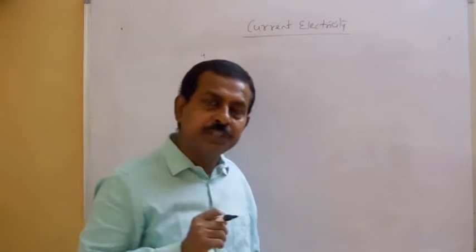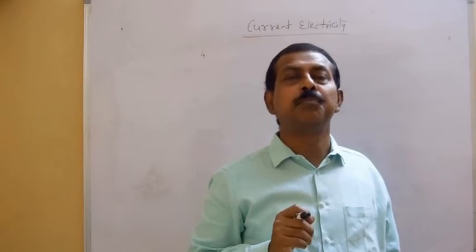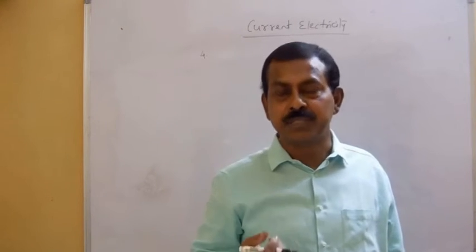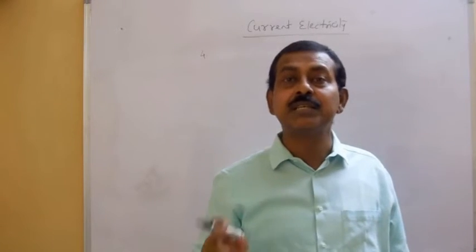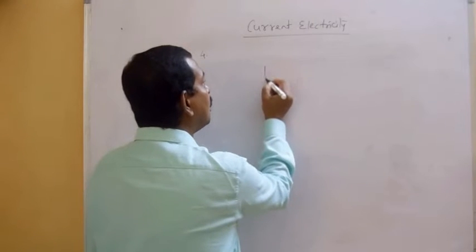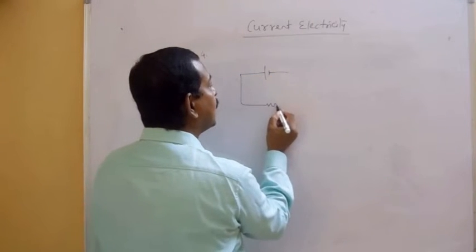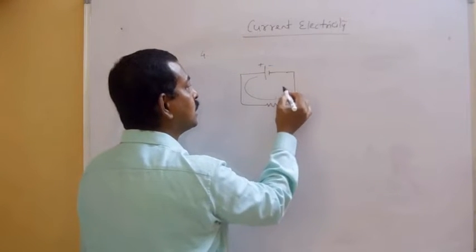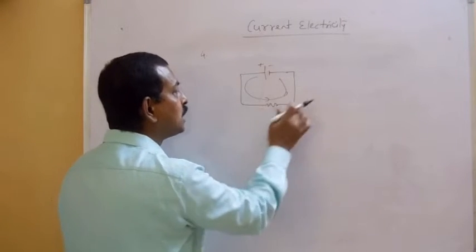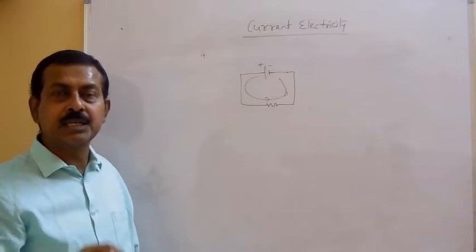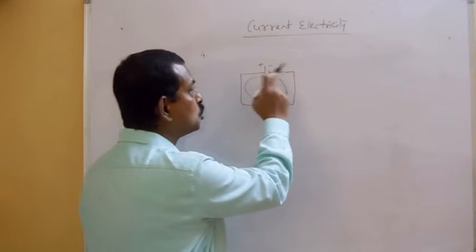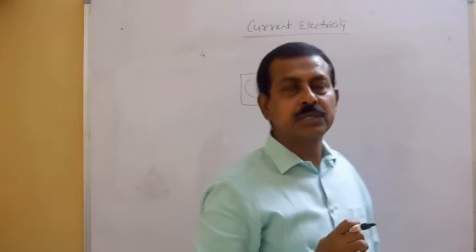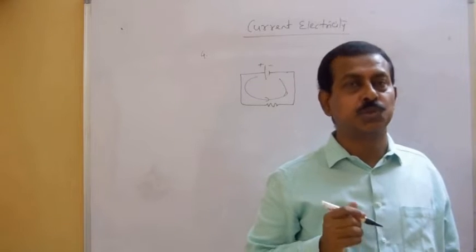Next point, the conventional direction of current is from the positive terminal to the negative terminal of the source, the cell or the battery, whatever you call it, through the external circuit. If you have a cell here, then the direction of the current will be from positive to negative through the external circuit. This is the external circuit, so this will be the direction of the current, positive to negative terminal through the external circuit, not through the cell.